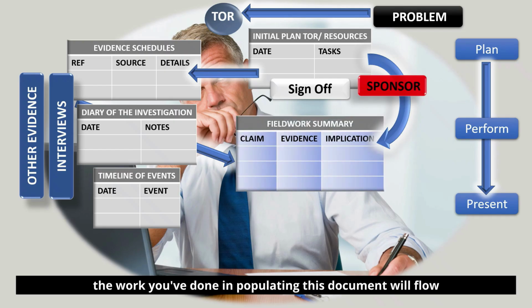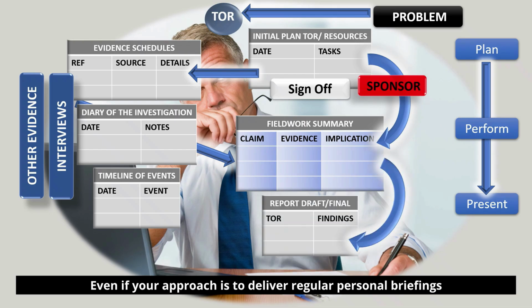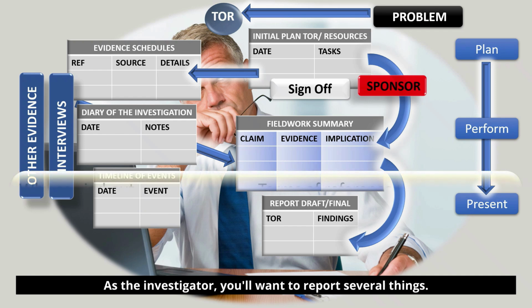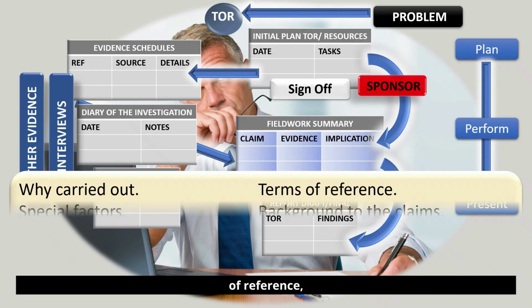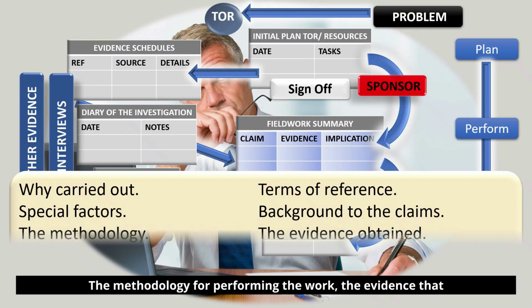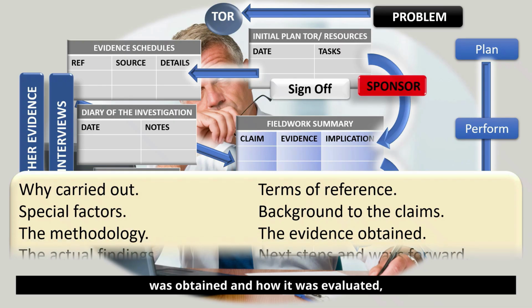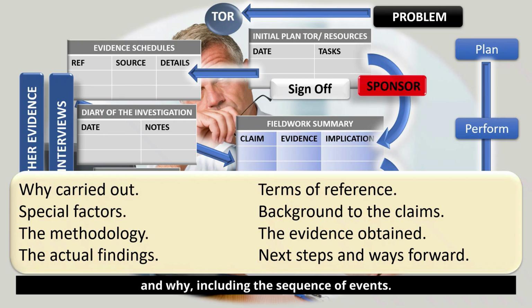Returning to your fieldwork summary, the work you've done in populating this document will flow directly into your report. Even if your approach is to deliver regular personal briefings to the sponsor, a properly structured document will still have to be prepared and published. As the investigator, you'll want to report several things: why the investigation was carried out, the adopted terms of reference, any special factors involved, background to the claims and people involved, the methodology for performing the work, the evidence that was obtained and how it was evaluated, the actual findings in terms of what you believed happened and why, including the sequence of events, and finally the recommended next steps and ways forward.